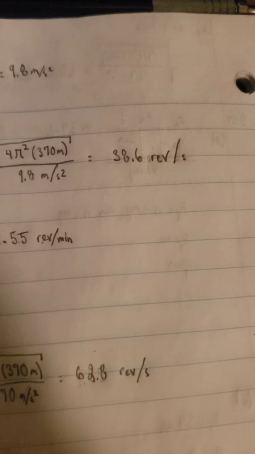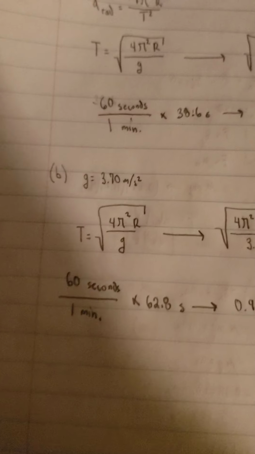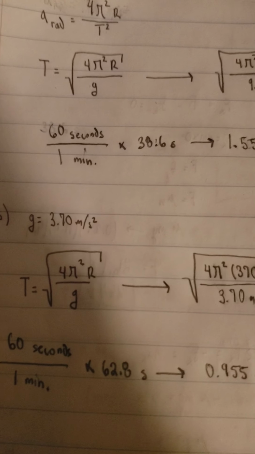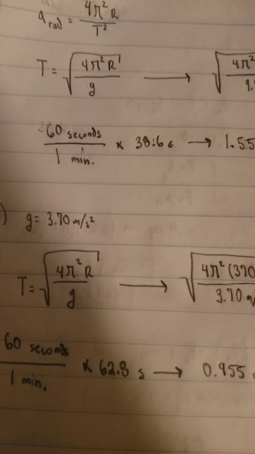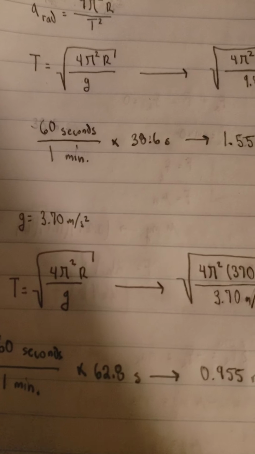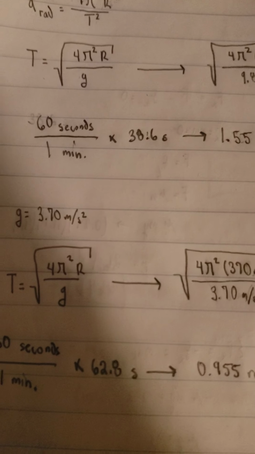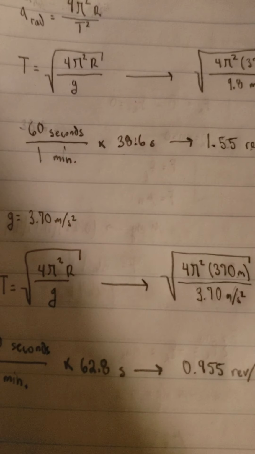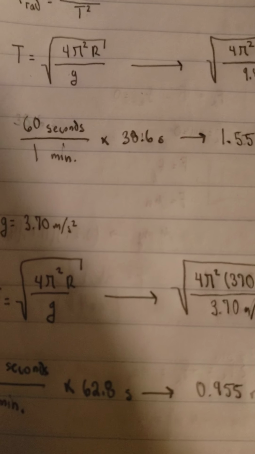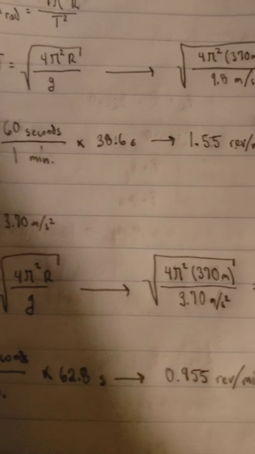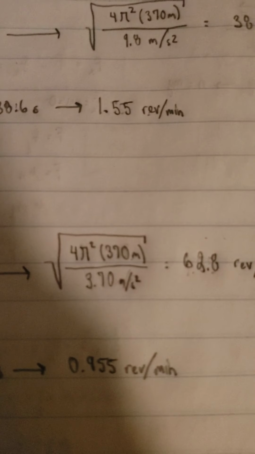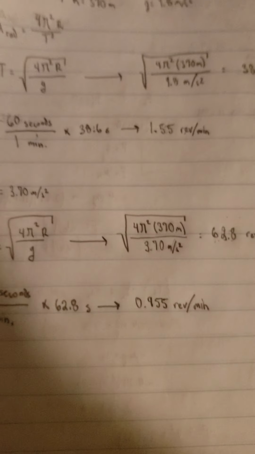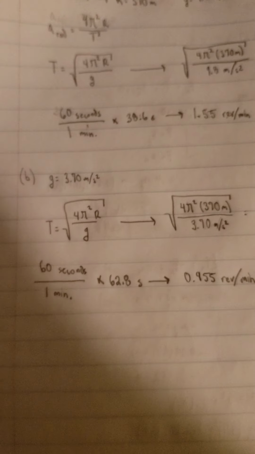And then it's asking for revolutions per minute. So we'd have to take the 38.6 seconds and divide 60 seconds by 38.6 seconds in order to find the revolutions per minute, which ends up being 1.55 revolutions per minute. And then we move to part B.